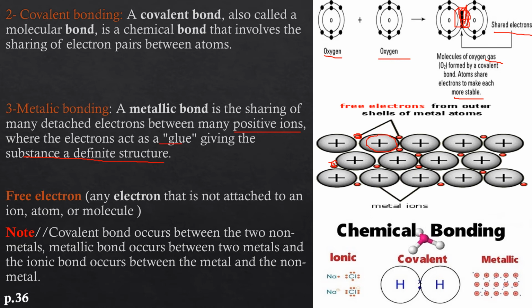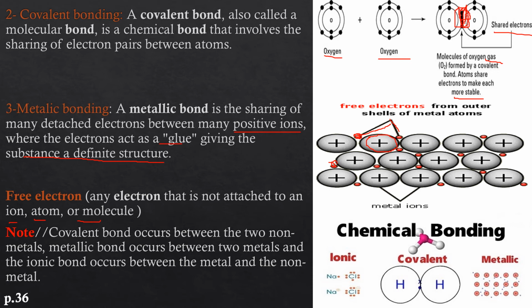And here are the free electrons from the outer shells of metal atoms. What are free electrons? Any electrons that are not attached or connected to any ion, atom, or molecule.